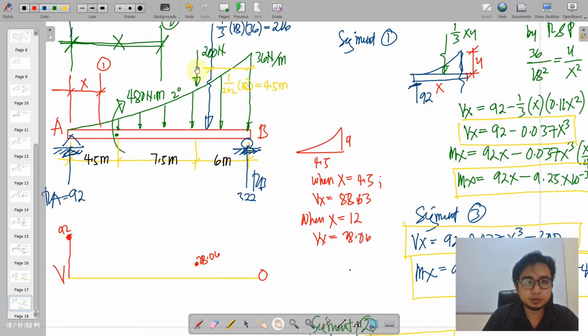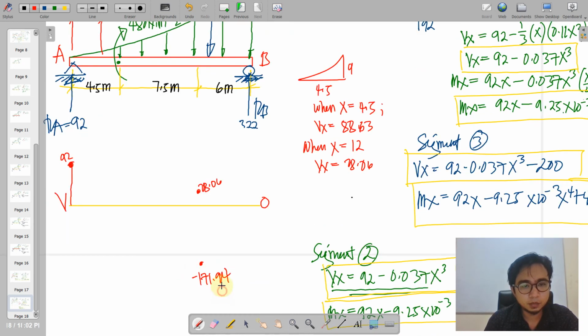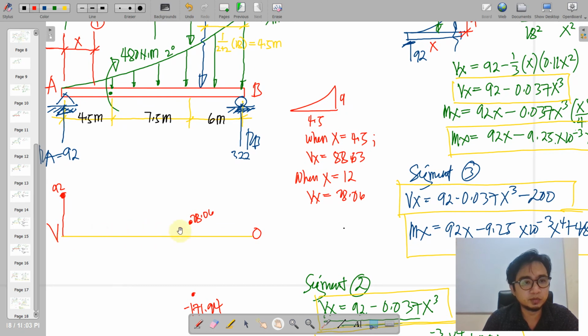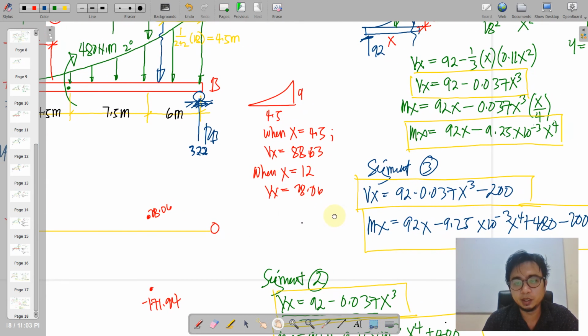And then of course, on this, we have to reduce it 200 units downwards. So 28.06 minus 200, we have negative 171.94. And of course, we wanted to move on to the 18th distance here, or the last segment. By the way, this is 322. So all we have to do is to substitute from segment 3 a distance of 18.